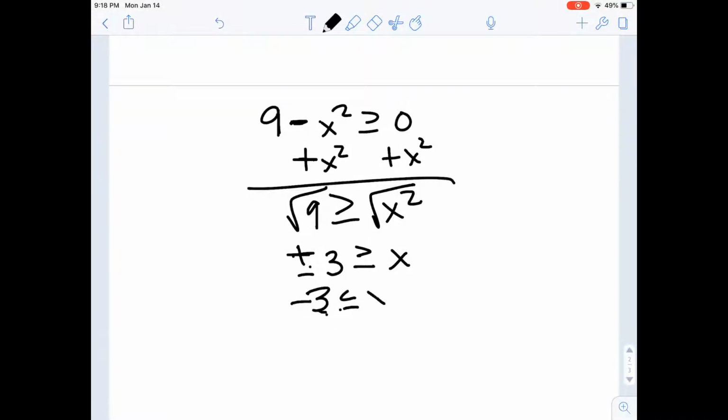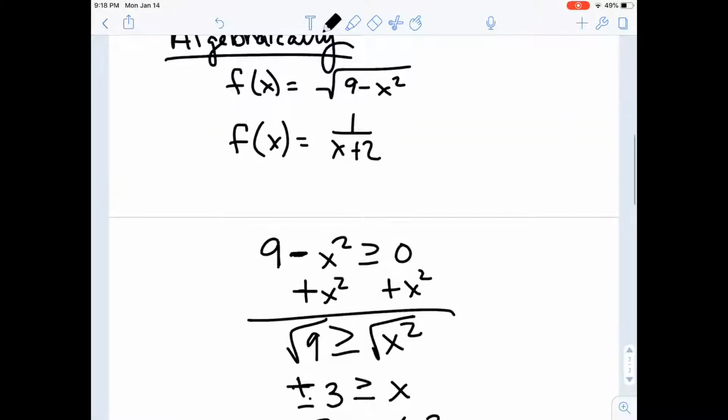Negative 3 is less than or equal to x, which is less than or equal to 3. So it's kind of weird, especially with this. If you get a square root, I would suggest using a graphing calculator. It's much easier to see than working it out algebraically.